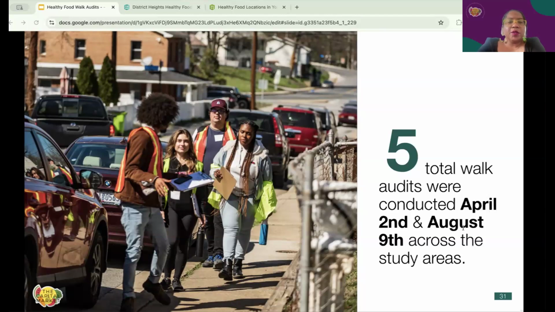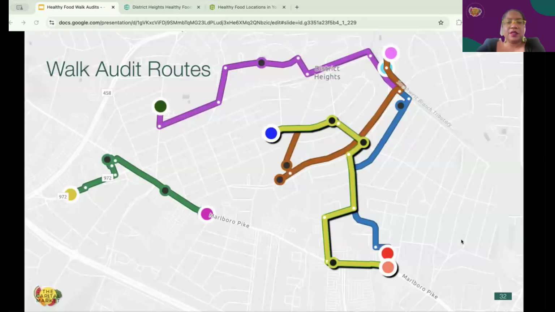We also prepped community members on how to conduct a healthy food walk audit safely, looking at everything from ensuring that they were communicating safely with people about who they were and what their names are, and just how do you remain safe and unbiased throughout the process.